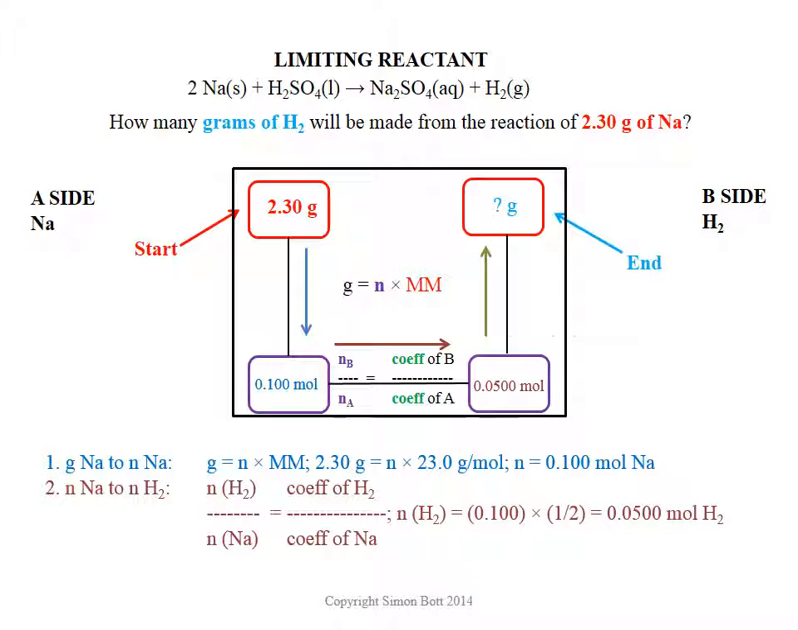And then of course the third step, to go from the moles of H2 to the grams of H2, really shouldn't be an issue for you all at this stage. Grams is moles times molar mass. We're dealing now with H2, so therefore the molar mass is 2 grams per mole. 0.05 times 2 is 0.1 grams of H2. So the answer to this question, if we have 2.3 grams of Na, is that it is ultimately going to produce 0.1 grams of H2.